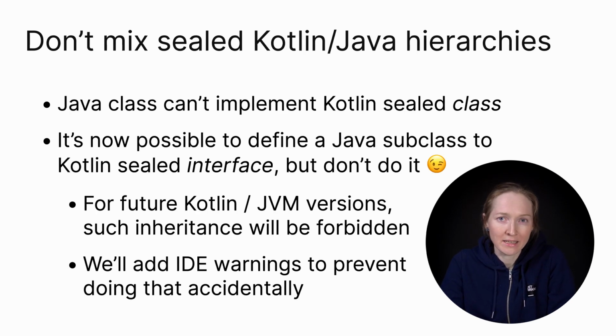Don't define mixed Kotlin and Java sealed hierarchies. Kotlin compiler won't know about Java subclasses. At the moment, a Java class can't implement a Kotlin sealed class, but can implement a Kotlin sealed interface. So don't do it. In the future, with the new JVM support, it will be forbidden. A Java class will be considered an illegal subclass of a Kotlin interface. For now, we'll add IDE warnings to prevent doing it by accident.